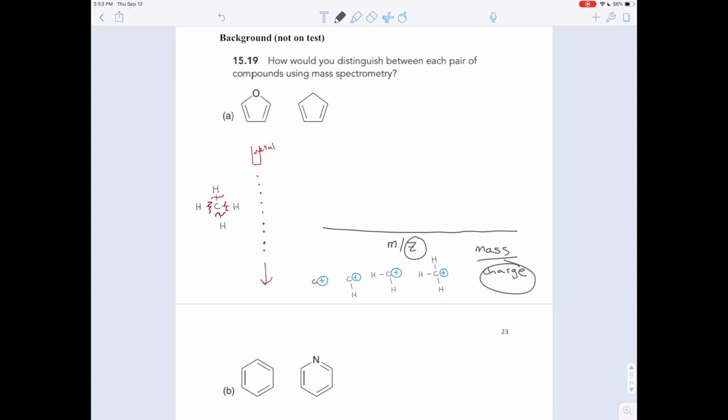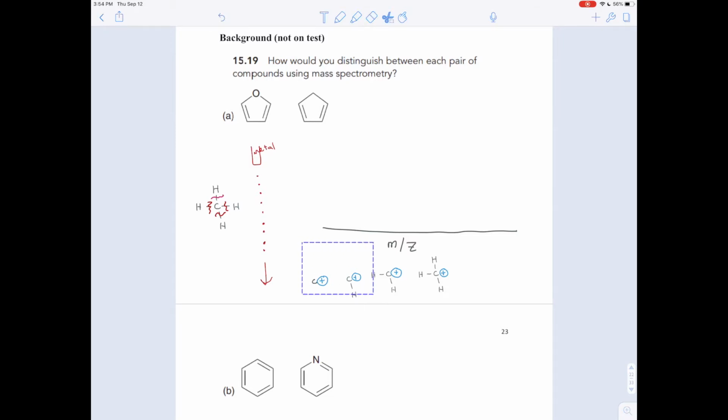The z stands for charge. But since the charge, as we've seen, is going to always be +1, the mass to charge ratio is really just the mass. Anything divided by 1 is itself. So you have this x-axis that's going to be the mass.